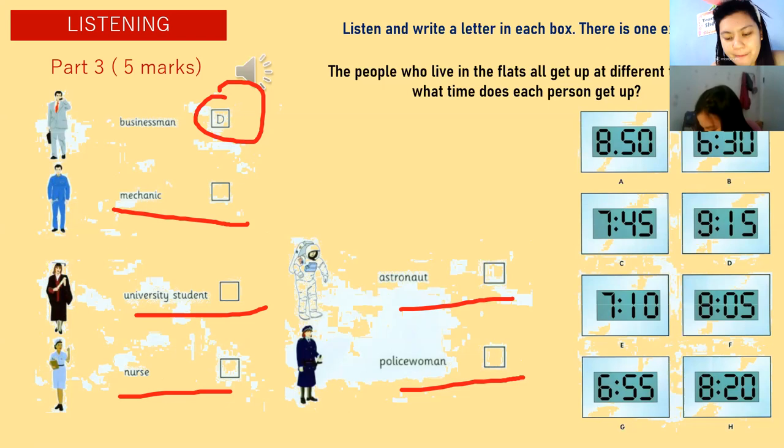The policewoman who lives in the downstairs flat goes running before she goes to work. She gets up at 5 to 7 every morning. I hear her in her kitchen sometimes. Making coffee? I don't know. Who gets up earlier than me? She's a nurse, so she has to be at the hospital at 7:45. She gets out of bed at 7:10. She told me. Is she nice? Yes, I like her a lot.